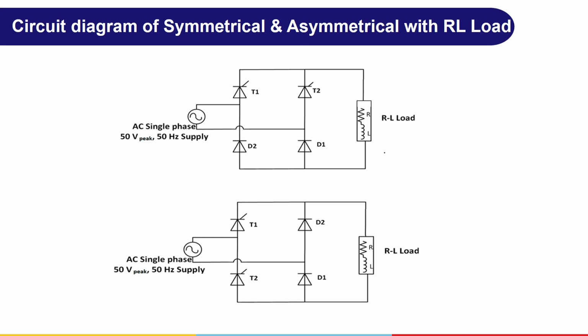In the symmetrical, we are using two thyristors and two diodes with R and L load. In asymmetrical also, two thyristors on the left-hand side, two diodes on the right-hand side with R and L load. The arrangement of thyristors and diodes you can observe in the symmetrical and asymmetrical.